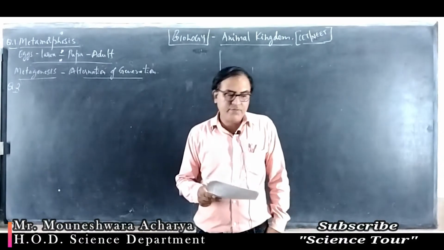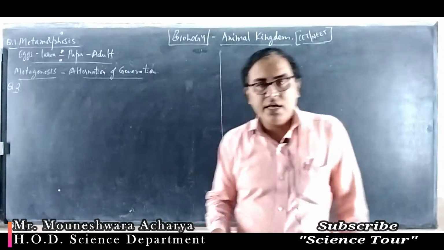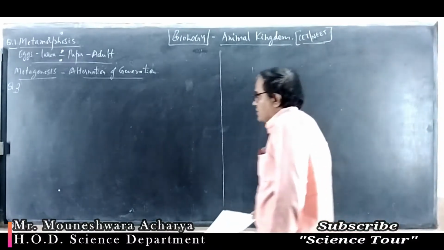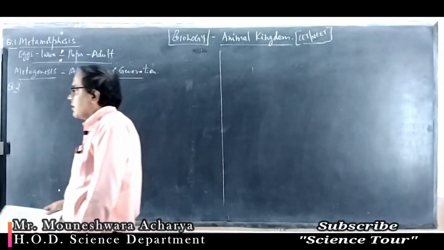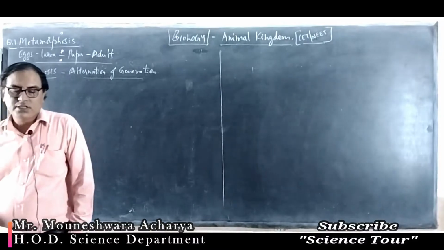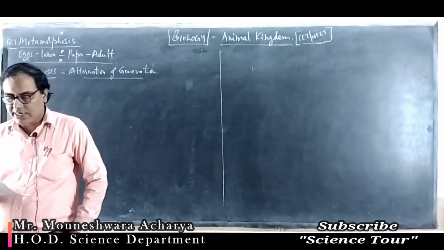Then viviparity, viviparous means, I already explained, which give birth to the young ones. Viviparity means they give birth directly to the young ones without laying eggs outside.